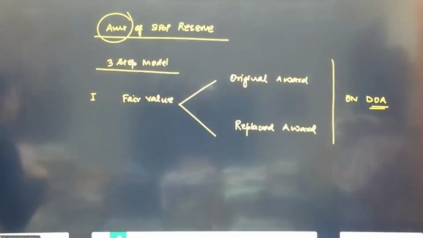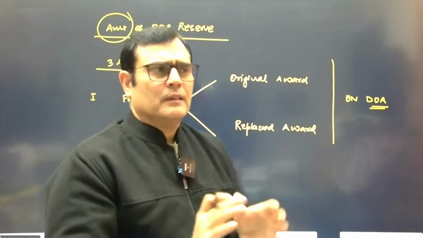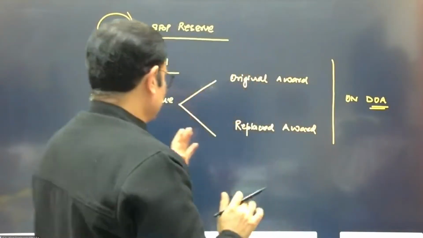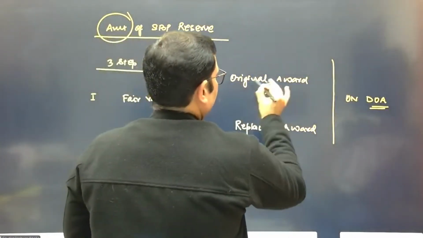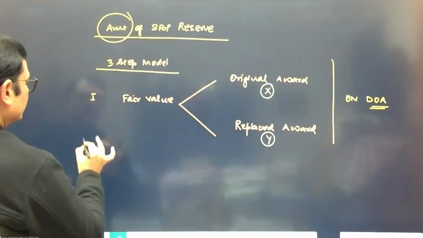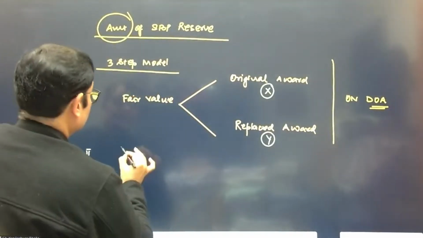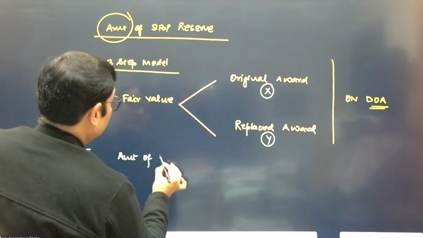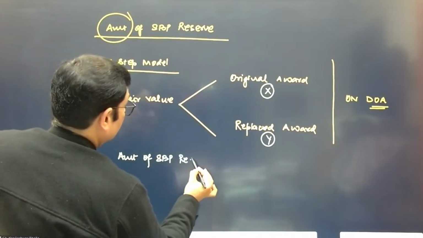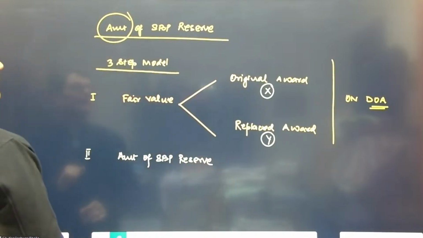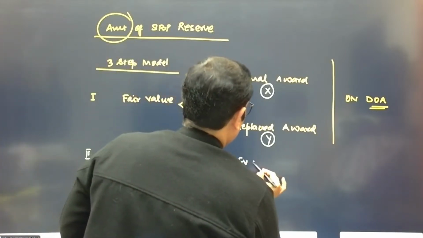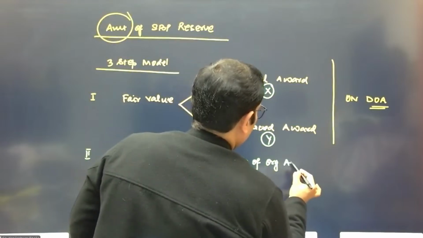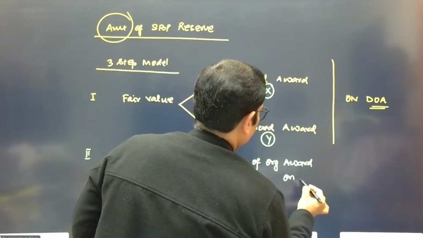You won't have to make any efforts in identifying what the fair value is on the date of acquisition. You'll see the question, the data will be clearly given. Let's assume some figures for convenience. Let's consider this is X and let's consider this is Y. Then we go to step number 2 to decide what is the amount of SBP reserve to be created. So we will consider the fair value of original award, which is in step number 1, on date of acquisition.